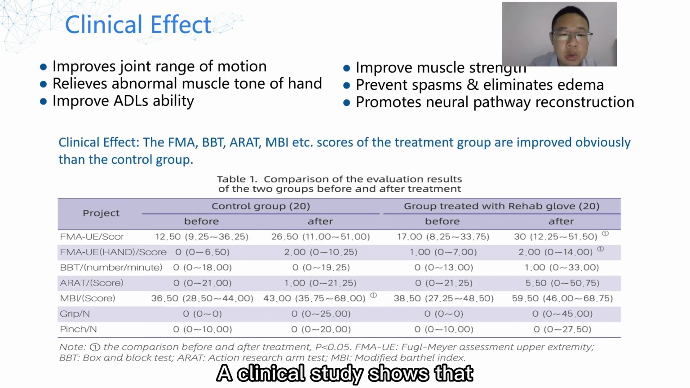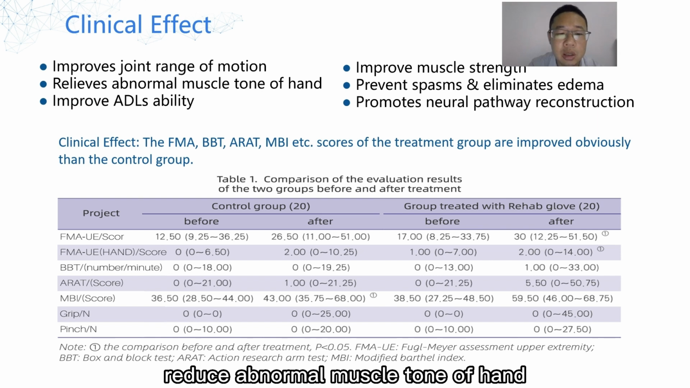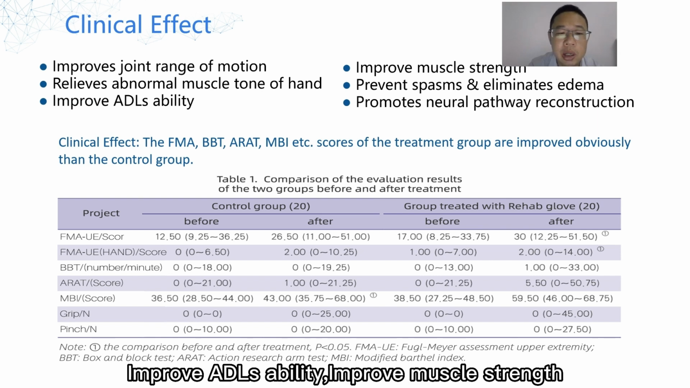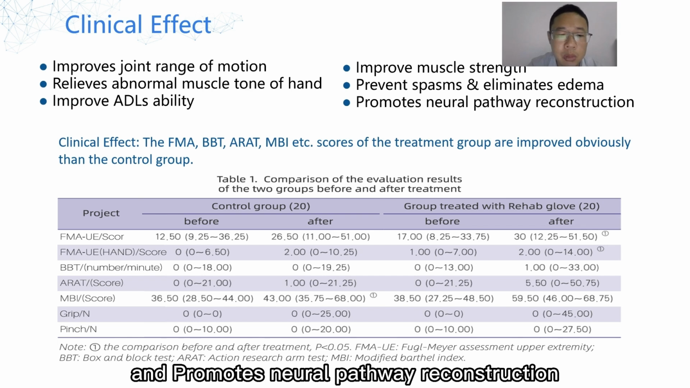A clinical study shows that robotic hand function training can improve joint range of motion, reduce muscle tone of the hand, improve activity of daily living ability, improve muscle strength, prevent spasms, eliminate edema, and promote neural pathway reconstruction.